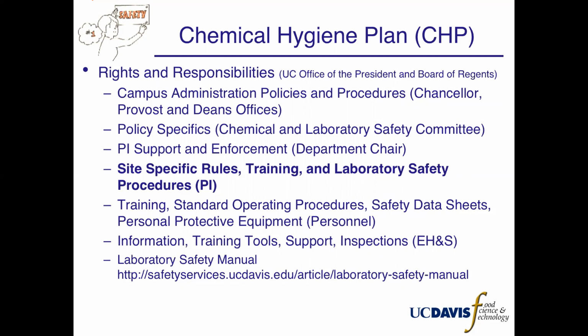Site-specific rules, training, and laboratory safety procedures are the responsibility of the PI. Personnel are responsible for taking the training, understanding standard operating procedures, reading safety data sheets of chemicals used in the lab, and wearing personal protective equipment. Safety information, training tools, support, and inspections are the responsibility of the campus environmental health and safety team. Again, the chemical hygiene plan can be found in the laboratory safety manual.